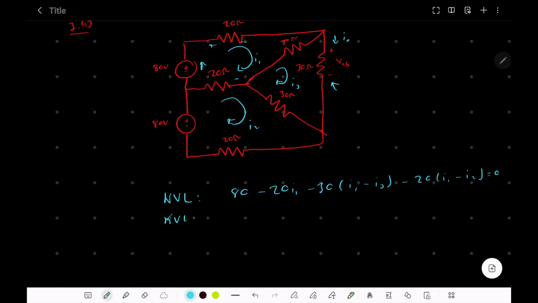We have to write another Kirchhoff voltage loop. Let's call this Kirchhoff voltage loop 2. And so this is going to be another 80 volt gain, and then we're going to drop off 20, but it's opposed by I1, and then we're going to drop off 30, but that's opposed by I3, and then we're going to drop off 20 I2. That's equal to 0.